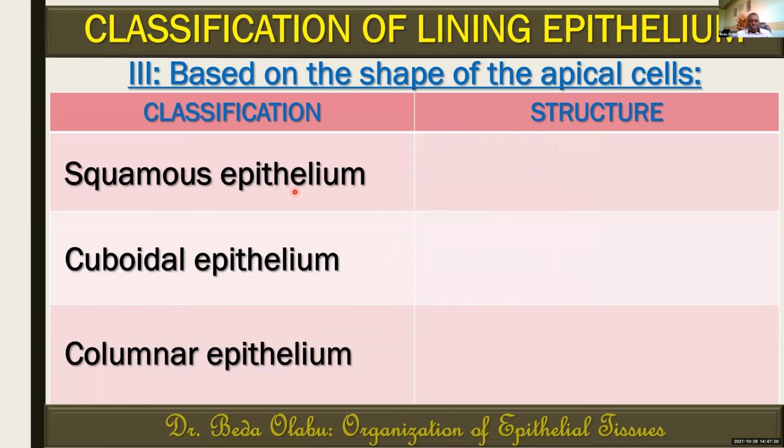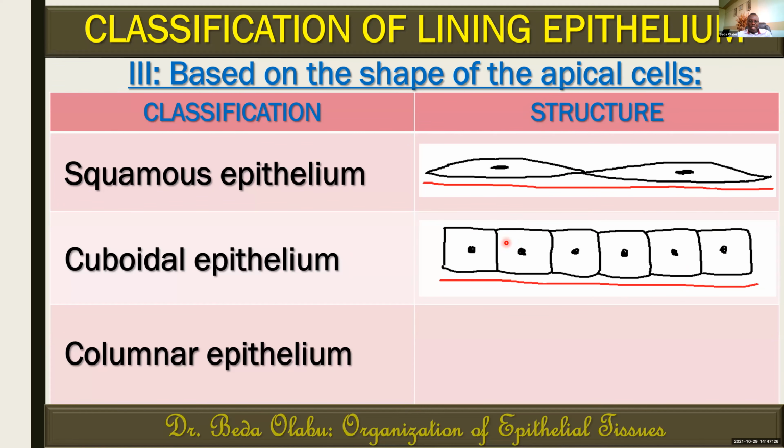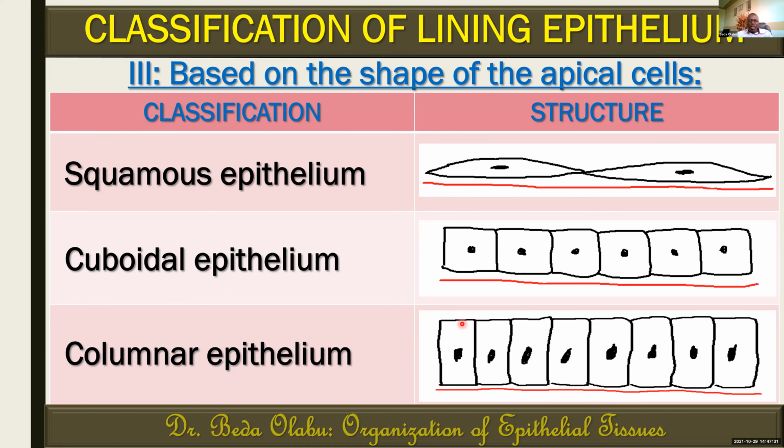Based on the shape of the cells on top, squamous means flat. Cuboidal means that the height and the width are the same or near the same. And columnar means that the cells are taller than they are wide.